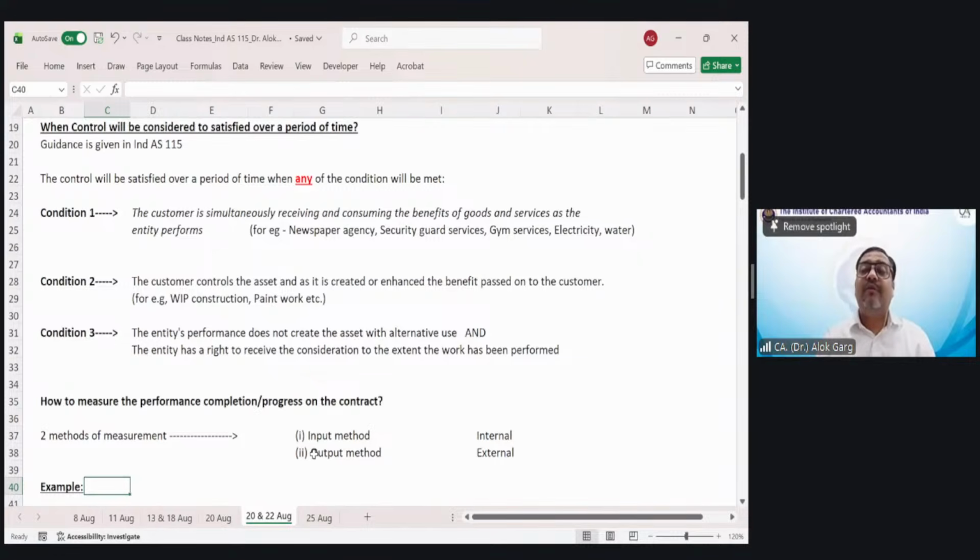Now, sir, over a period of time, for example, a newspaper vendor, every day he is giving a newspaper. How will he recognize the revenue? My dear friends, if there is a series of distinct goods and services, then you have to recognize the revenue on a straight line method basis. Straight line method basis means, for example, per day a newspaper will cost you 5 rupees. So 150 rupees is the monthly cost.